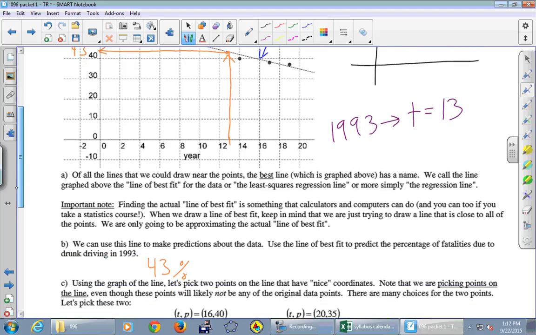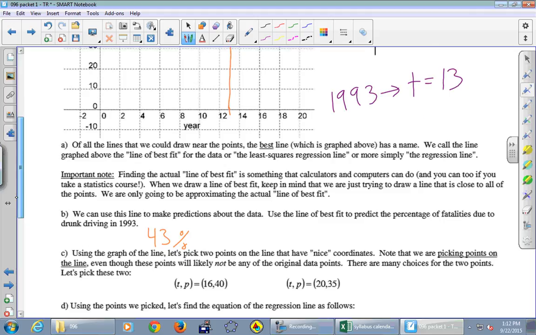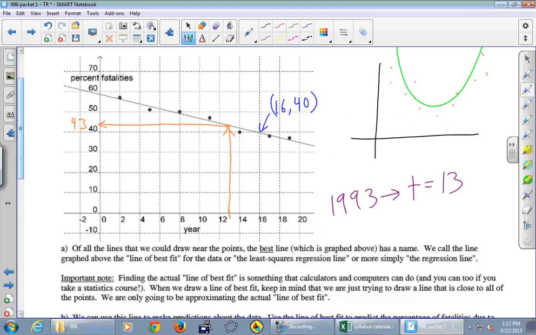What was the other one I said? 20, 35, can we find that? Does that seem reasonable? So right there. I can guarantee 20, 35 is not on that diagonal line, but it's pretty close. And I'm just looking for nice numbers that I can play with.